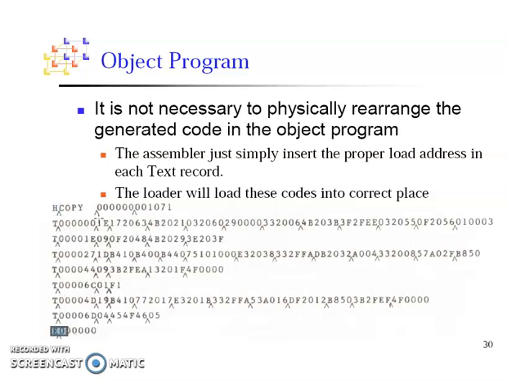The header record will have the program name, starting address, and length of the program. The text record will have the starting address of the text record and its length, and the maximum length is 1E, which means 30 bytes can be inserted in that particular text record. If it requires more beyond that limit, then a new text record will be created with its starting address and length.